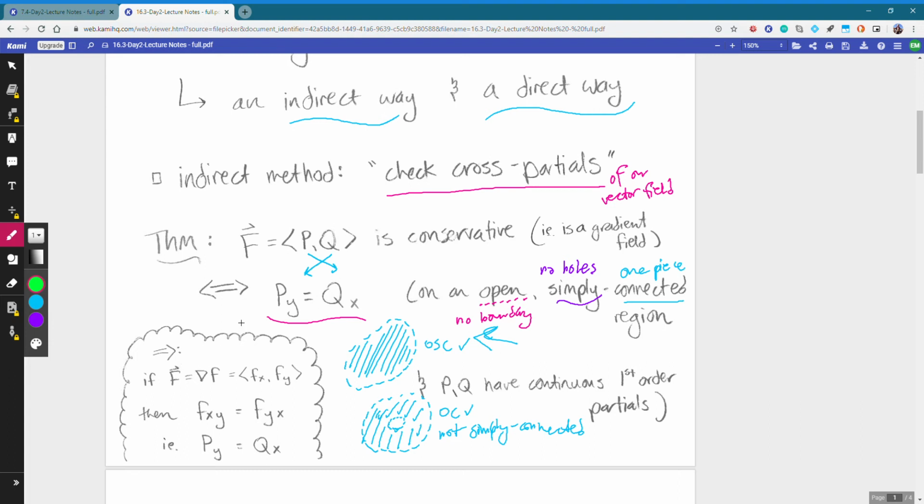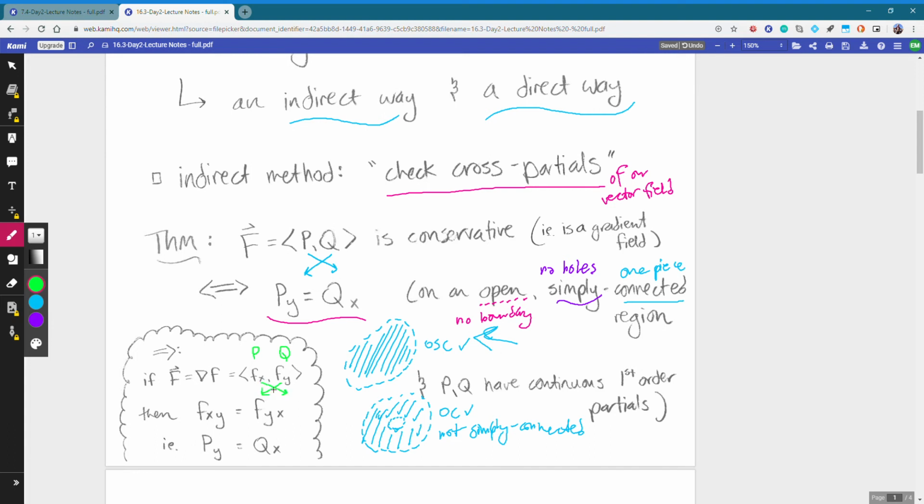All right, so the idea here is, well, if our vector field is actually a gradient field, well then we know what our components P and Q are, right? They're just the partials of f. Well then, if that's true, think about what our cross partials are going to be.